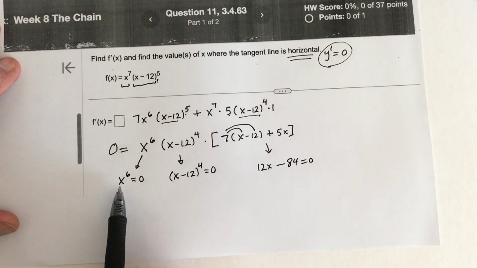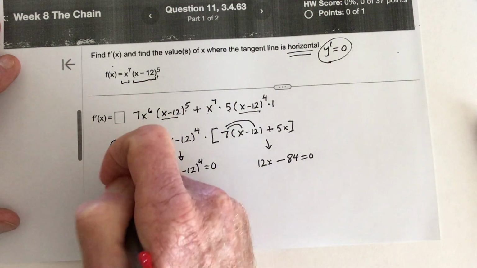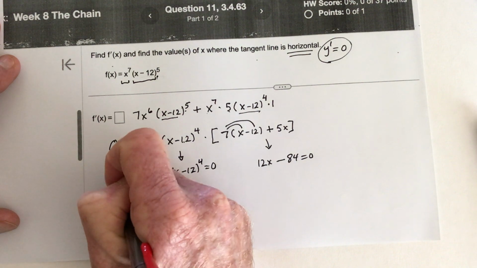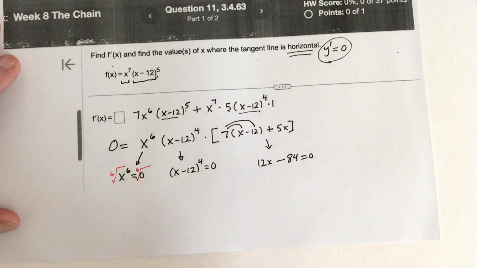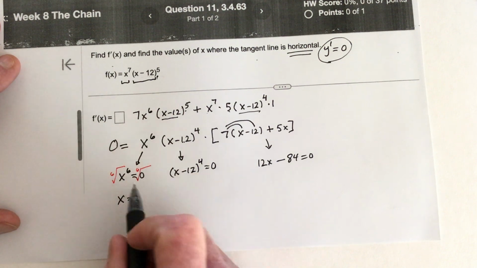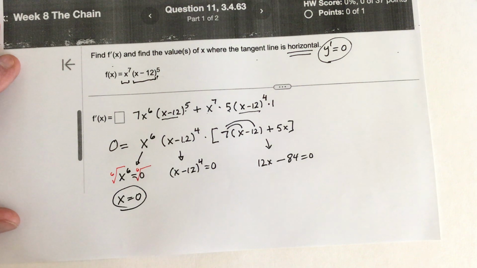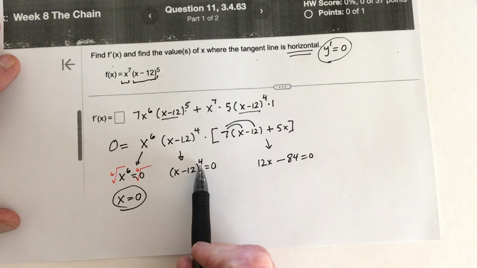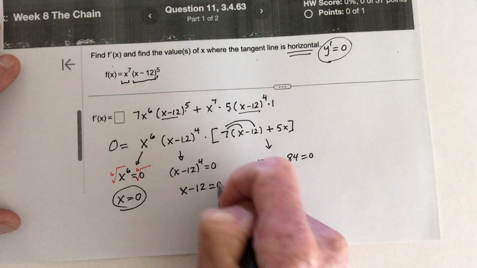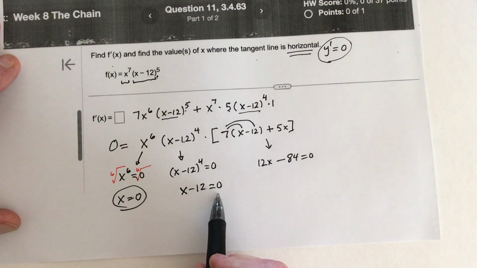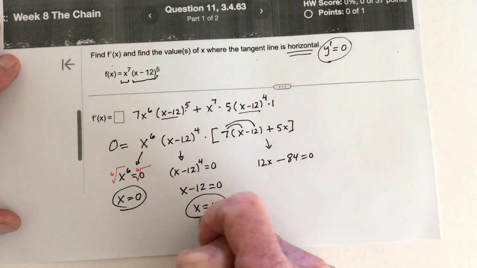Okay, then for this one, you could take the 6th root of both sides, and that is going to get rid of the 6th power. So take the 6th root and take the 6th root. And so the 6th root of 0 is just 0. So there's one answer. On this one, you can do the 4th root of both sides. That's going to leave x minus 12 equals 0. And then just add 12 to both sides, and x equals 12 is a second answer.